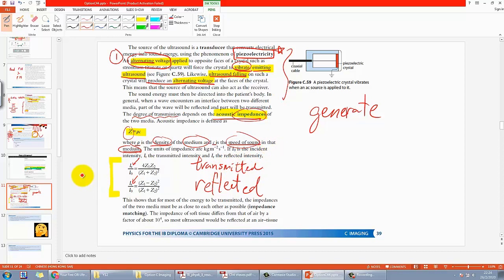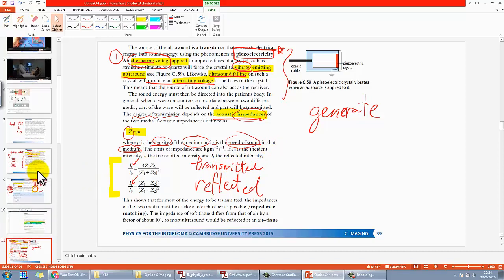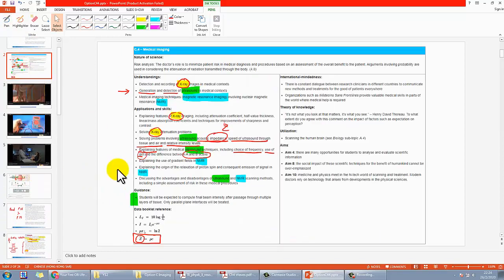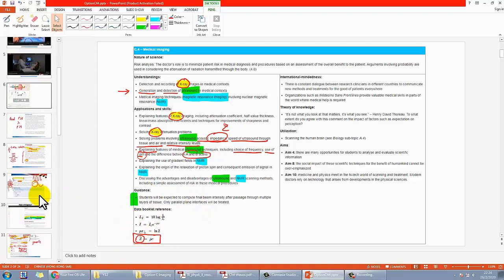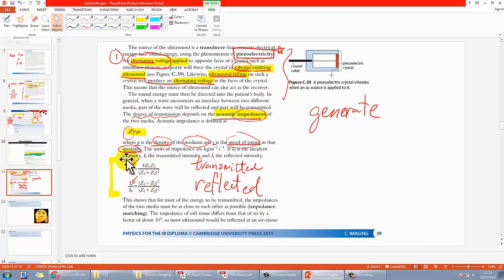Alright, and notice that this is not in your data booklet. Let me show you. Okay, it's not in your data booklet. You cannot find it. Then will we get to use it a lot? Yes, I can guarantee you, if that year they ask you about ultrasound, very likely you have to use this equation.